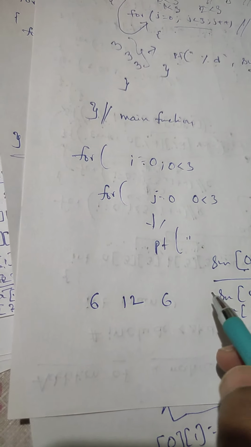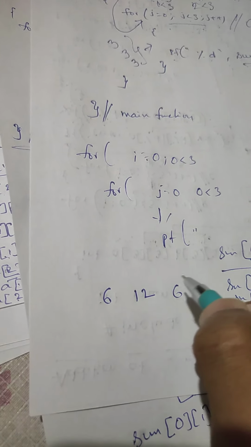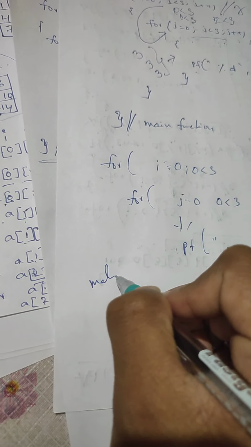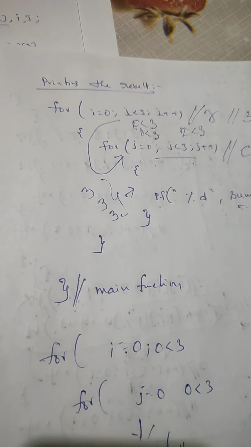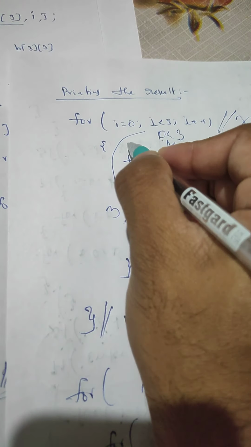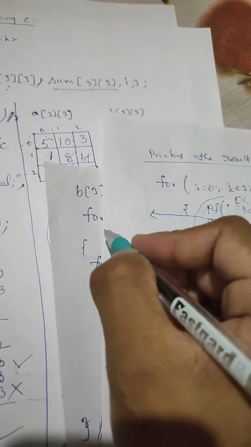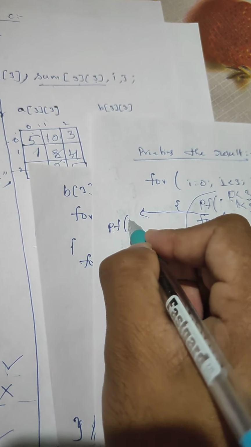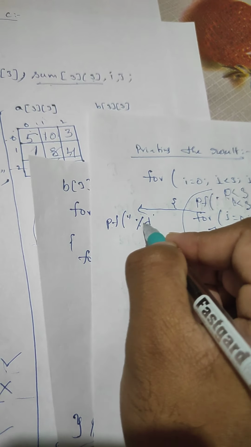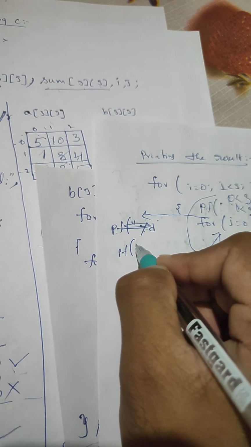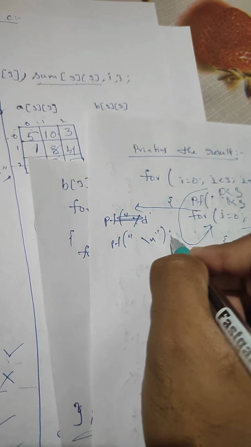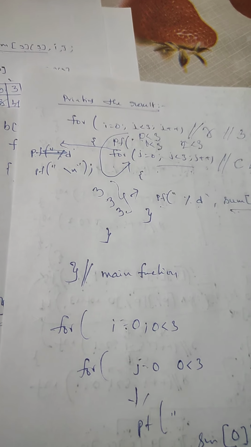Okay, so I want to display the result in matrix format. For that, here take one more printf statement. Here I'm writing the printf statement. So printf "\n", which is for the controller to go to the next line.